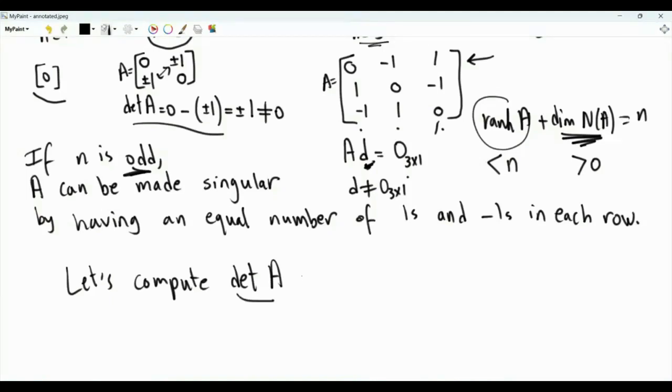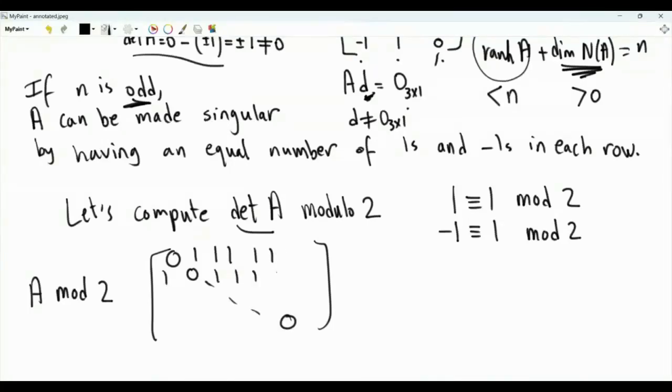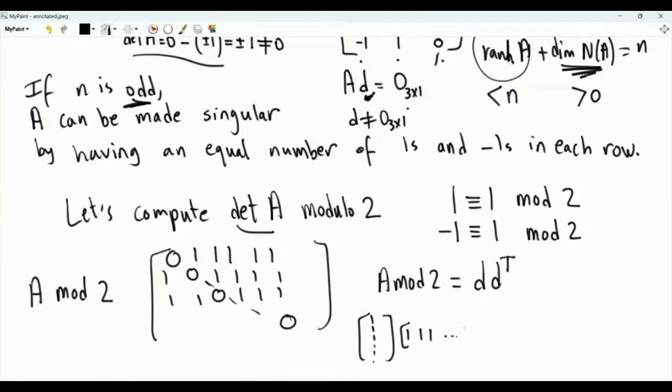The trick here is to compute the determinant of A modulo 2. The idea is that 1 is congruent to 1 mod 2, -1 is congruent to 1 mod 2. If we write matrix A modulo 2, then we have the zeros on the main diagonal. Every off-diagonal element will be equal to 1. Matrix A mod 2 is equal to d d transpose. d is the all 1 vector. Its transpose is a row vector of 1s. And if we multiply d by d transpose, we get a matrix that is an all 1 matrix. Because the matrix has zeros on the main diagonal, we need to subtract identity of size n by n. This is the matrix if we take each element modulo 2.